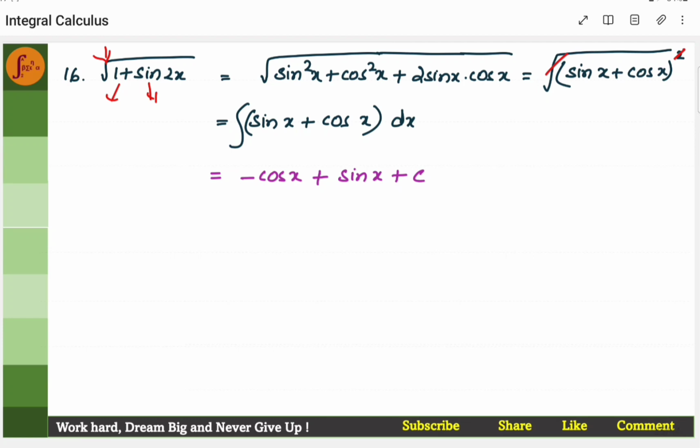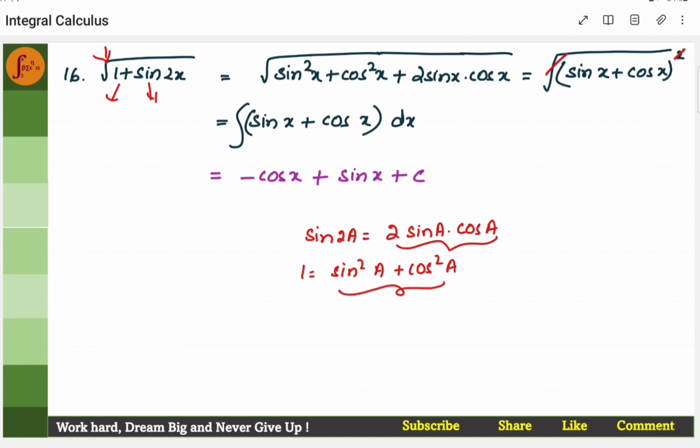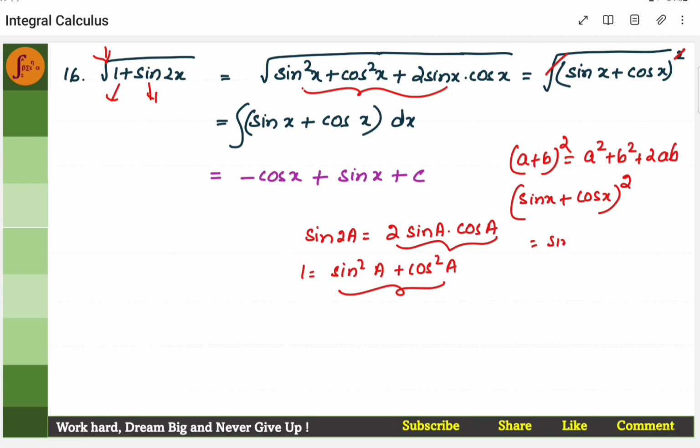Now, sine 2a is 2 sine a into cos a. And what is 1? Instead of 1, I can write sine square a plus cos square a, which is 1. Now I use both these formulas here, right? When I use both these formulas, this entire thing is of the form a plus b the whole square. A plus b the whole square is a square plus b square plus 2 into a into b. So instead of a, I have sin x. Instead of b, I have cos x. So sin x plus cos x the whole square will be sin square x plus cos square x plus 2 into sin x into cos x.